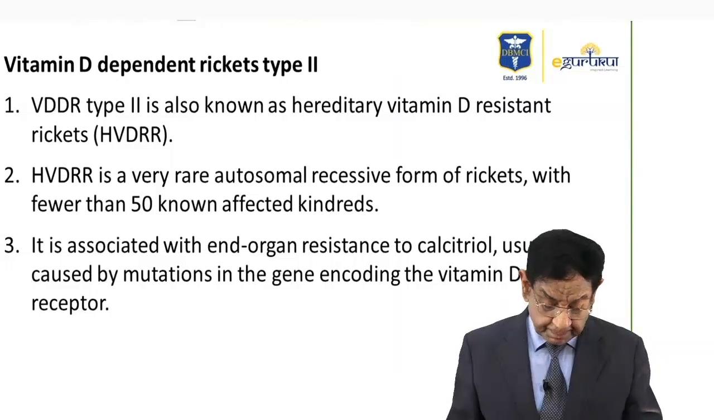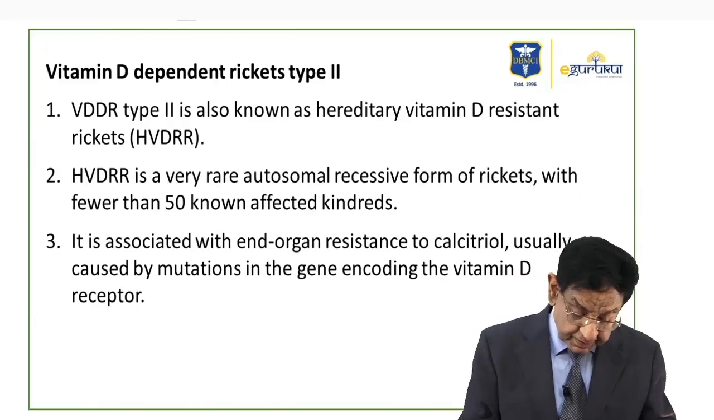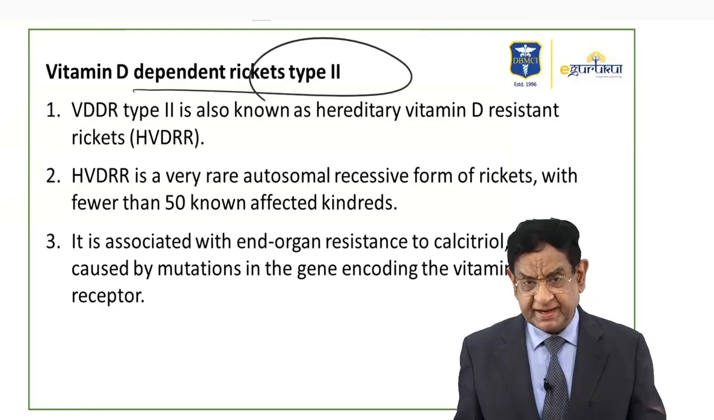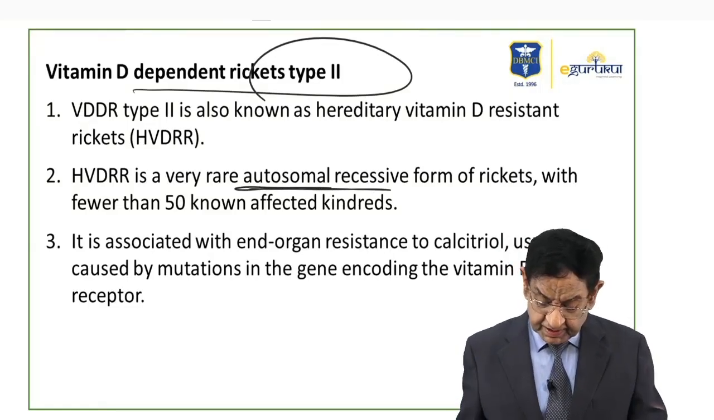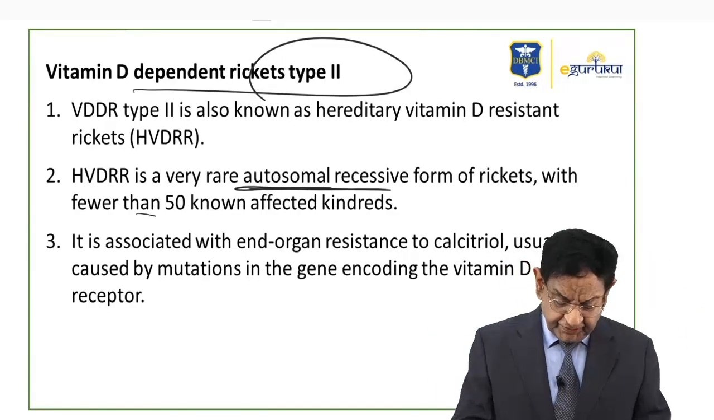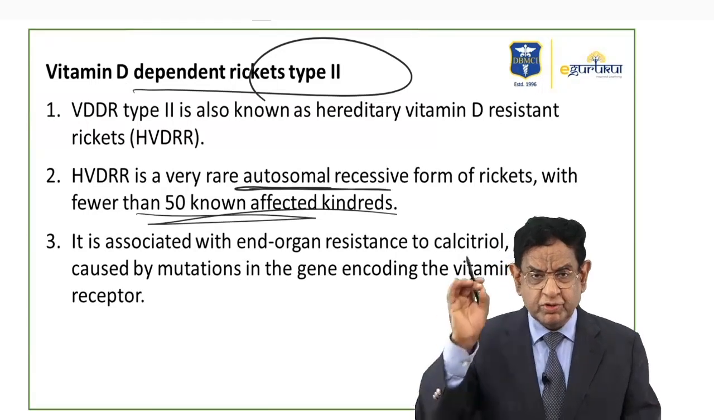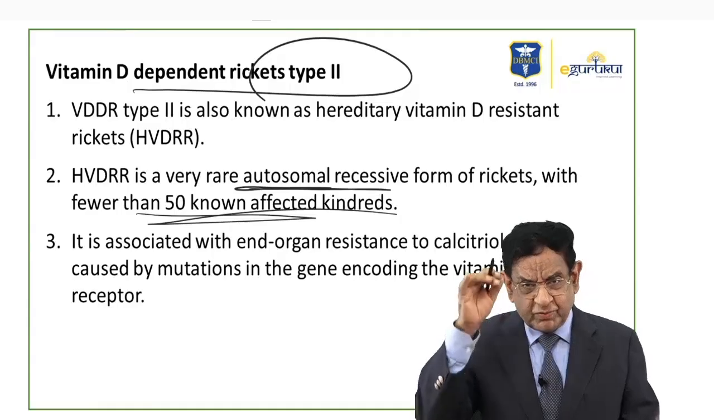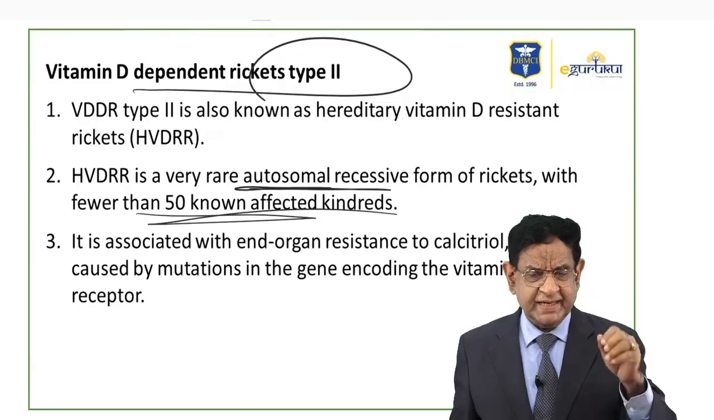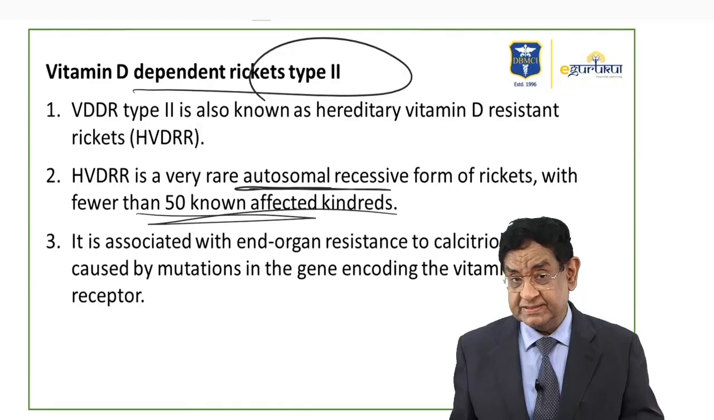Now type 2. Okay, type 2 is very, very rare, extremely rare. It is again recessive. Hardly 50 cases have been reported, right? So nobody is going to ask you. Why did I mention it to you? In every book it is written, but it is an extremely rare cause. However, you should know the basic concept.